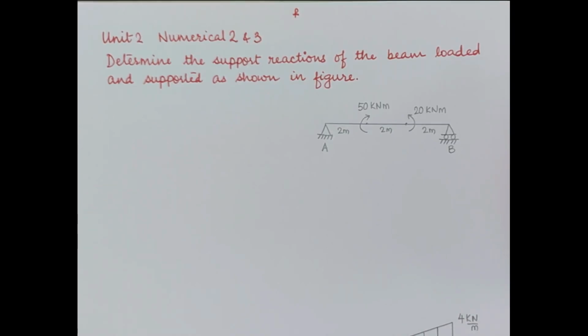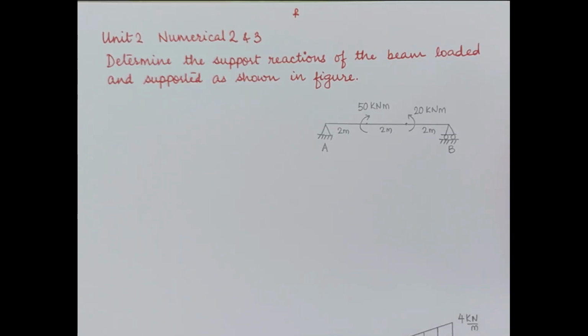Now here we see that there is a beam. The beam is horizontal, having a length of overall 6 meters. It has a moment of 50 kilonewton meter clockwise as well as a value of 20 kilonewton meter anti-clockwise. At point A we have a hinge support, while at point B we have a roller support.